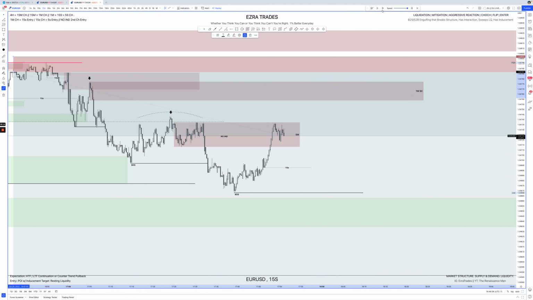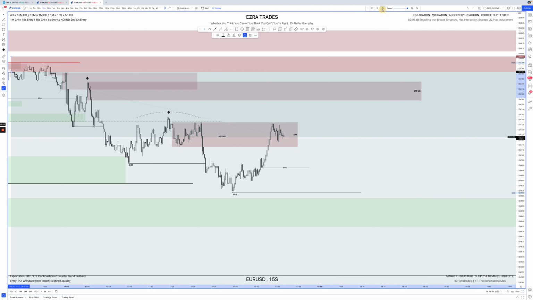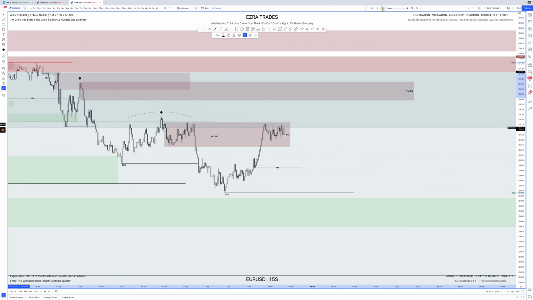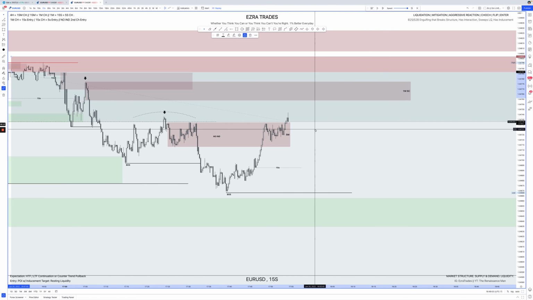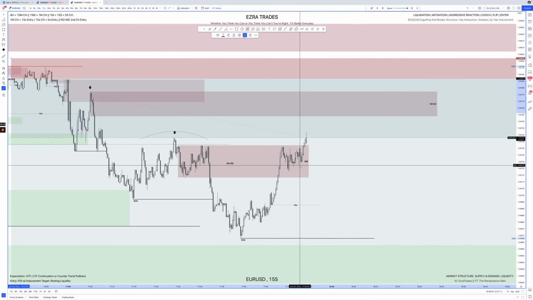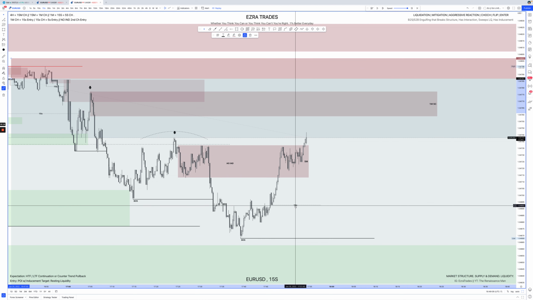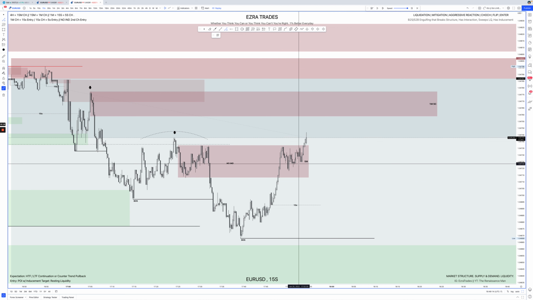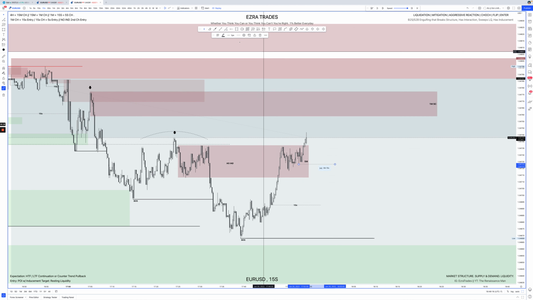So we're just going to keep watching. An internal change of character is not something I'm interested in. I want to see it external for higher probability. All right, so what do we see now? Now I see that we've made a new high, so a new 15-second change of character. Instead of seeing this one, I would now have to see this go on the 15-second. So this one goes 15-second.